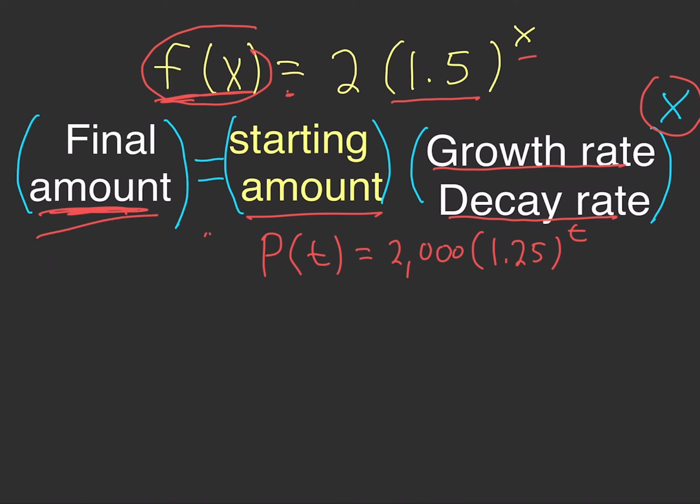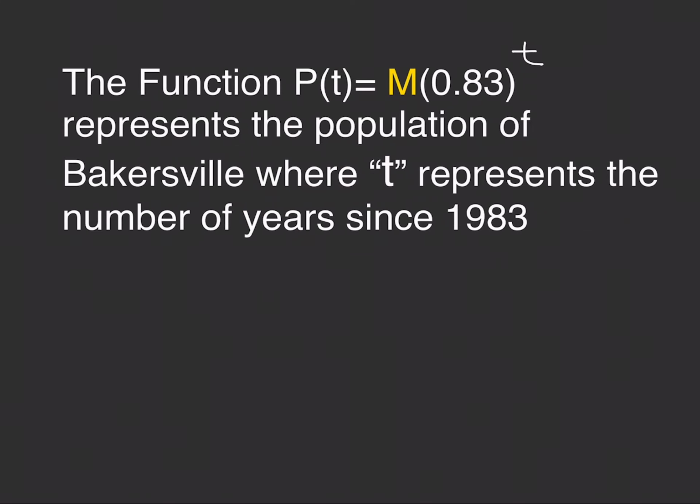But it's always basically the same idea. Your final amount equals your starting amount, then some kind of growth rate, and it depends on the time or the year you give me. Let's take a look at something a little bit more complicated, the way they do this on the SAT.